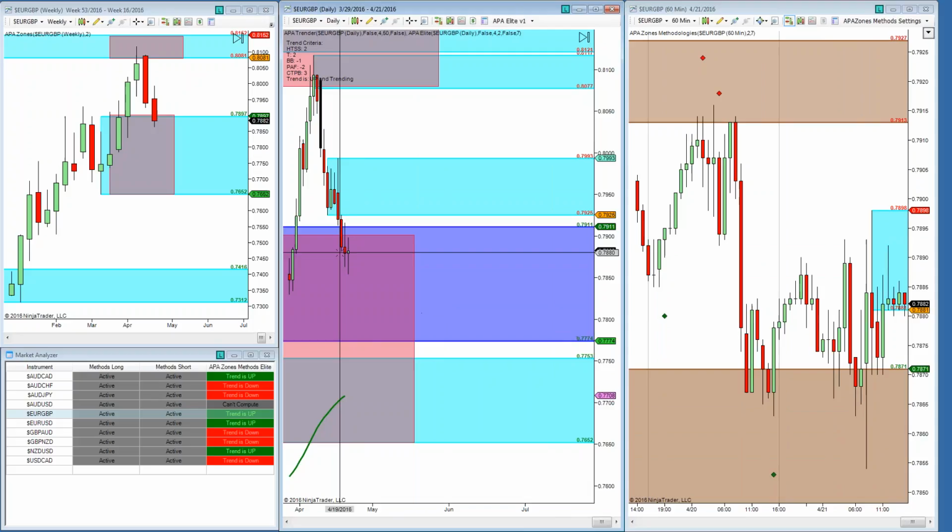I would wait to see if we get down to the bottom third of this blue zone, and if we can find buying opportunities down there. If they don't present themselves down there, then we want to wait till we get down to this aqua level and see what happens. And if we beat that aqua level, then we're probably going back down for a while. So that's my thoughts on this pair.